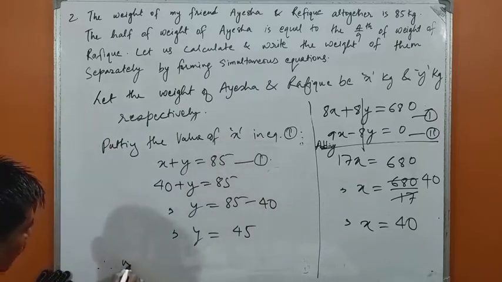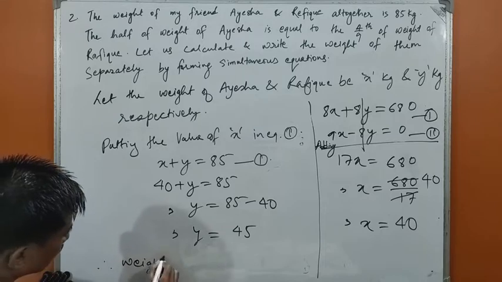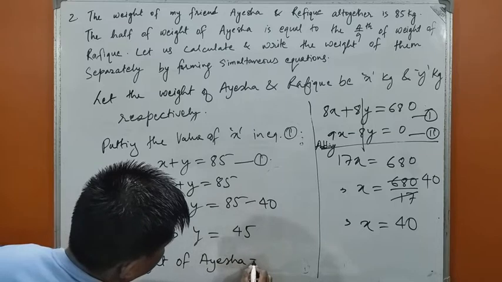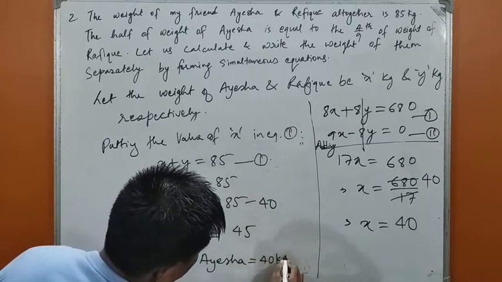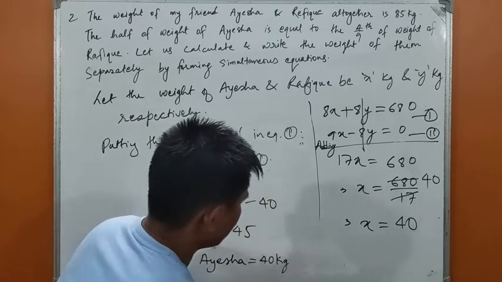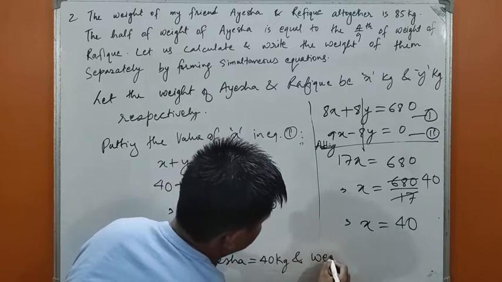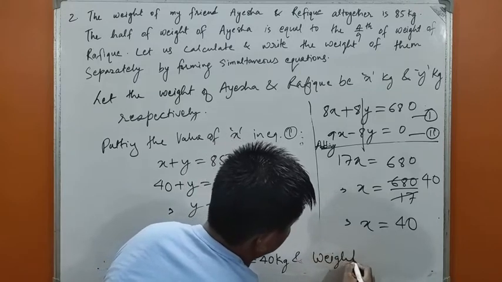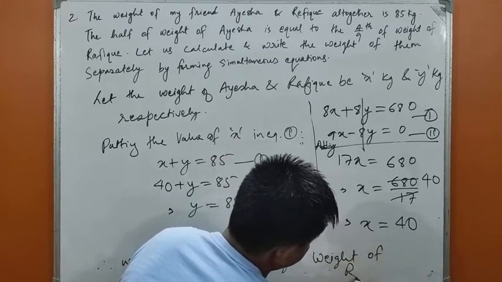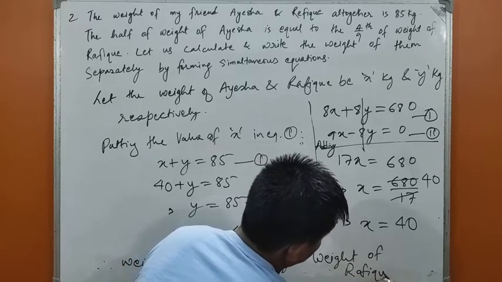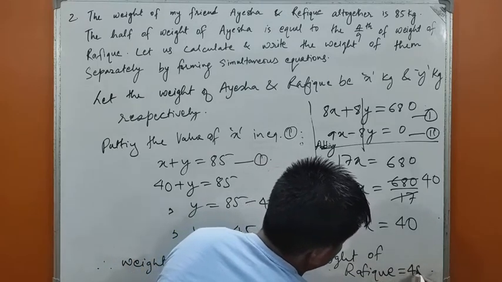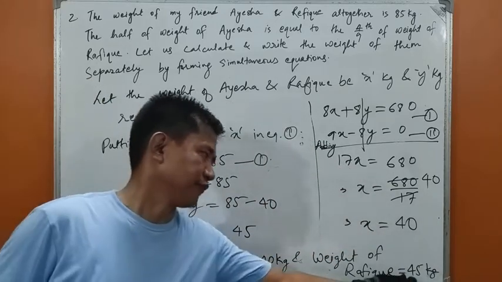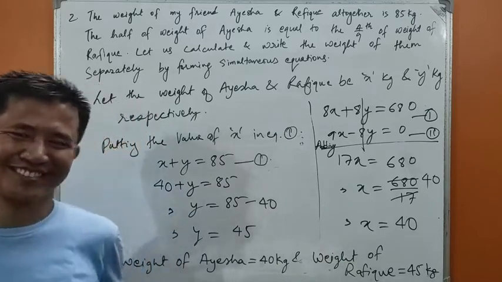Therefore, weight of Aisha equals 40 kg and weight of Rafiq equals 45 kg. This is the answer. Okay, weight of Aisha and weight of Rafiq. Did you get me?